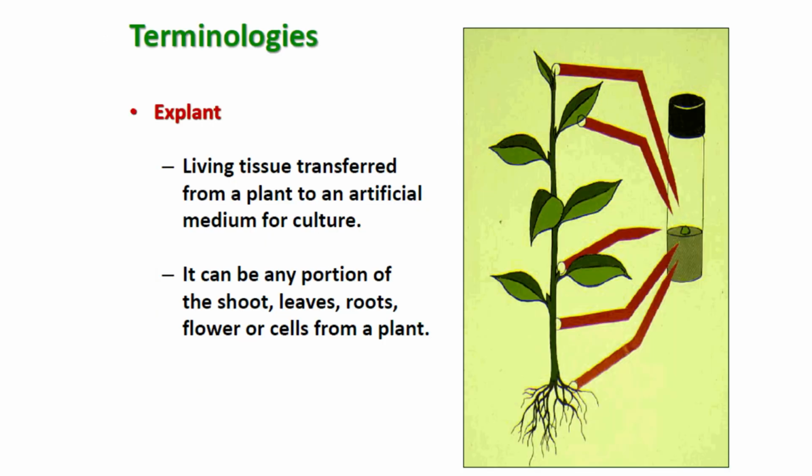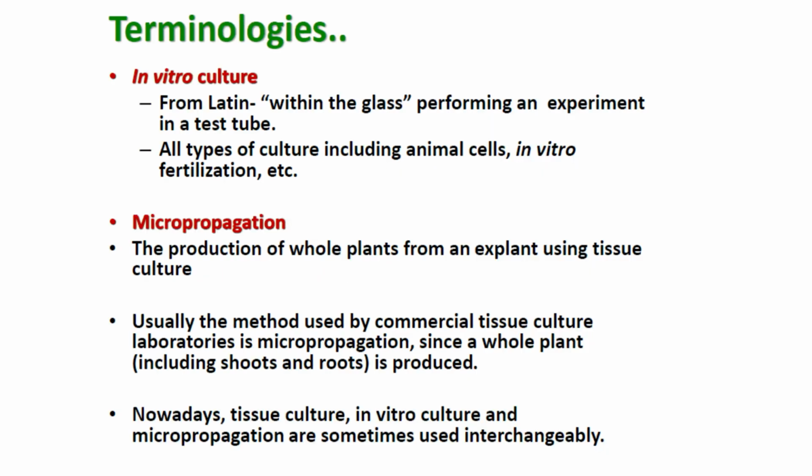So here we can see some of the terminologies used in plant tissue culture. Explant. Explant is a living tissue that we transfer from a plant to an artificial medium. From a plant we can choose any part, maybe it can be root or leaf or internodal segment or the tip of the plant, maybe flower. Any living tissue which we take and transfer to the in vitro condition is termed as explant. It can be any portion of the shoot, leaves, root, flower or cells from a plant.